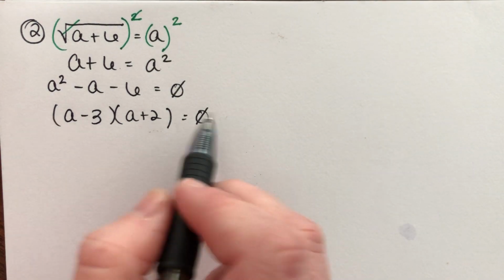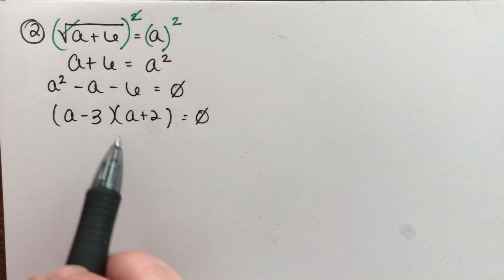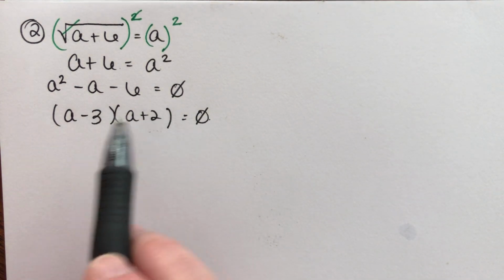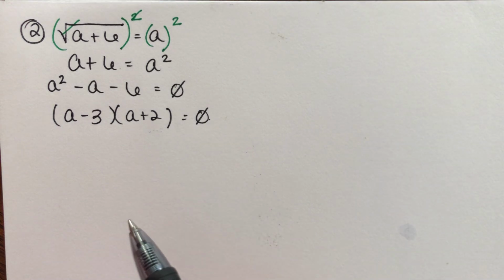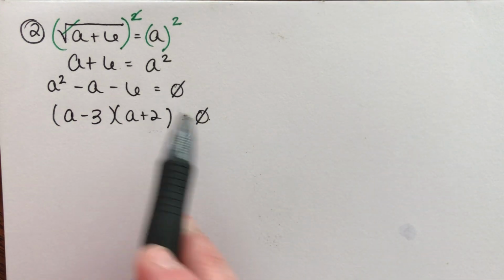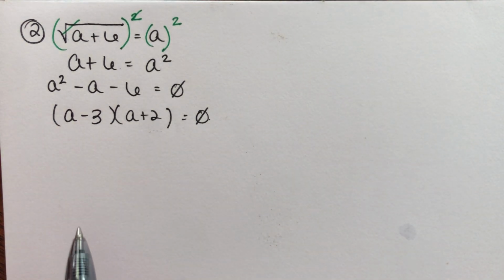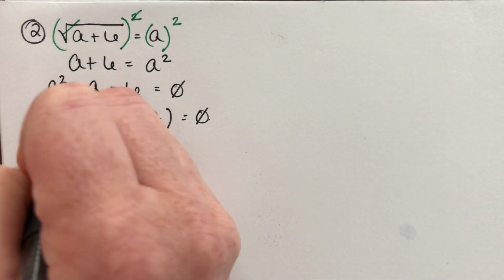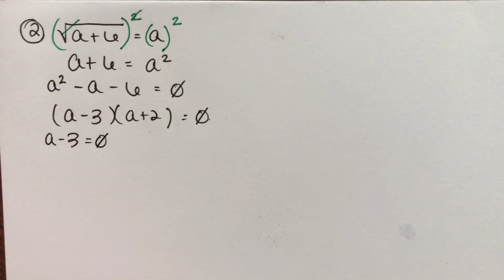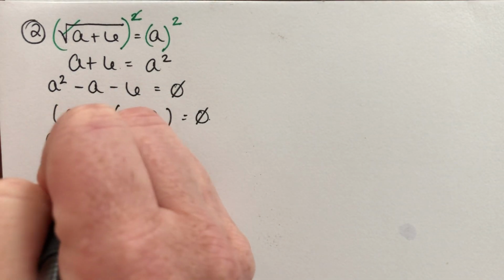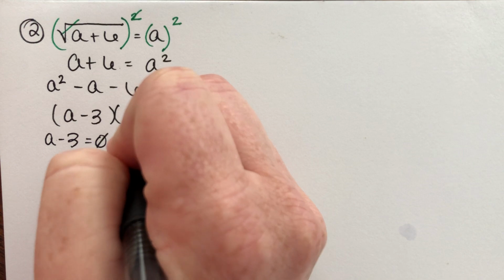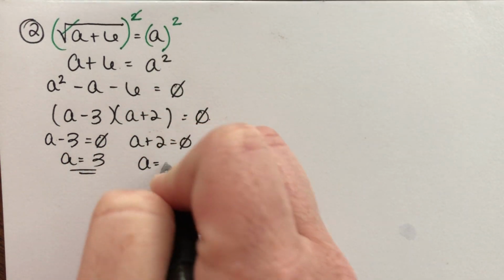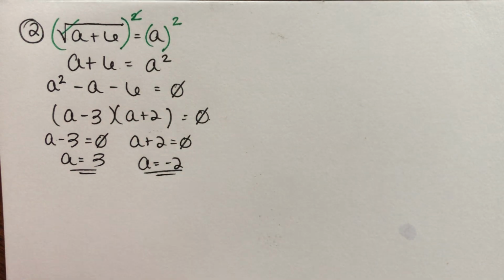So now we're going to use the 0 product property, which just says when you have terms multiplied together and the answer is 0, at least one of those terms must have been equal to 0. We don't know which term is 0, so we're going to solve both. We're going to pretend like this guy was 0 and this guy was 0. So if a minus 3 equals 0, what does a have to be? Positive 3. If a plus 2 is equal to 0, what does a have to be? Negative 2. So these are my two solutions.